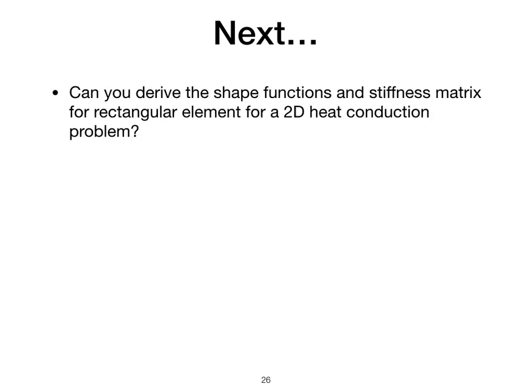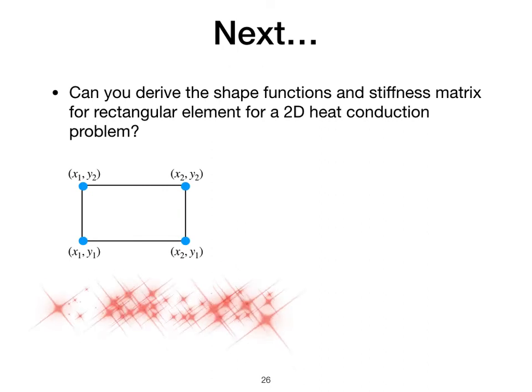Now, in the next video, we will derive the shape function and stiffness matrix for a rectangular element for a 2D heat conduction problem. But I would like you to try it yourself first.